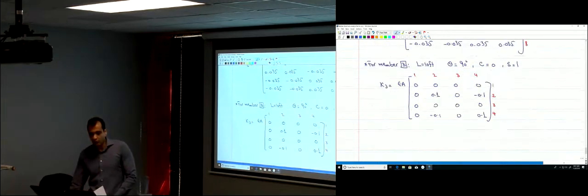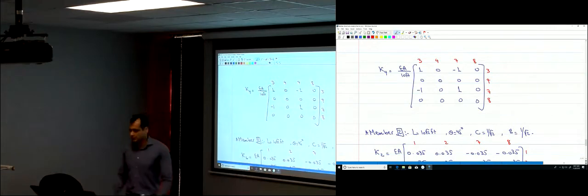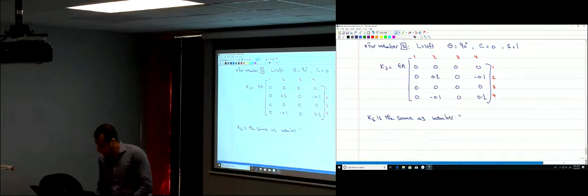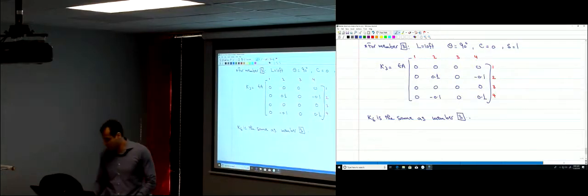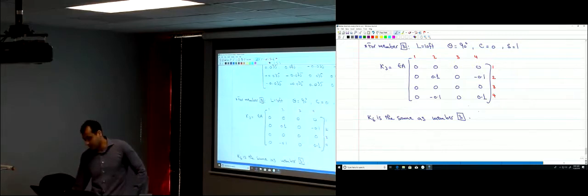And then member 4, we already did member 4. That's the stiffness matrix of member 4. Let's do member 6 because it's identical to member 3. K6 is the same as member 3. Why? Because they both have the same direction and both have the same length and EA.